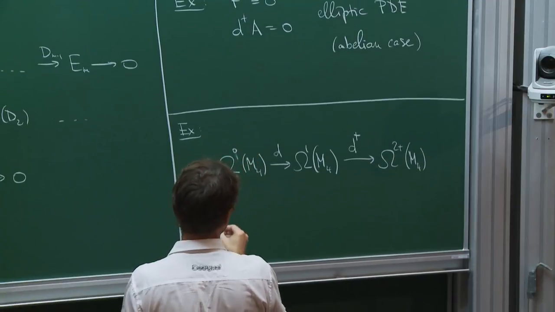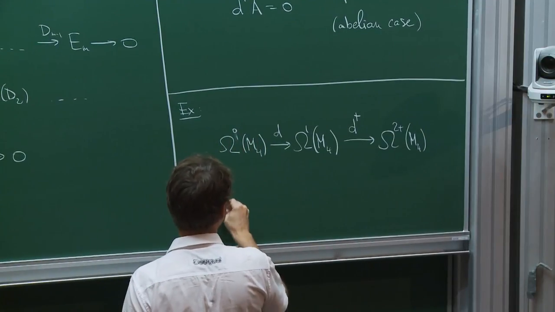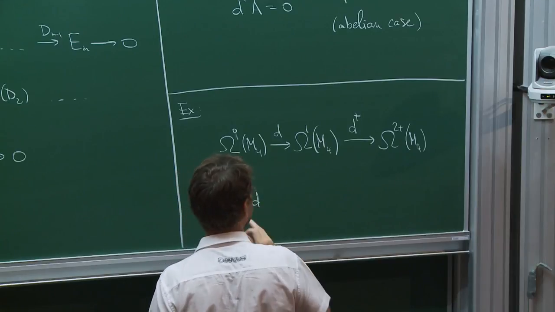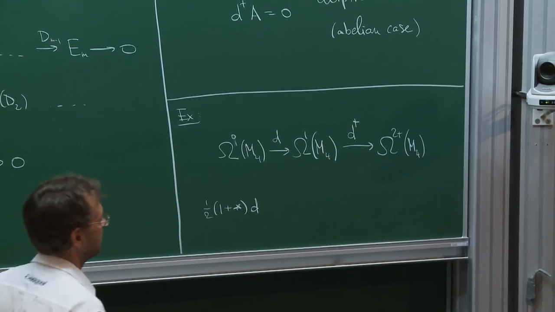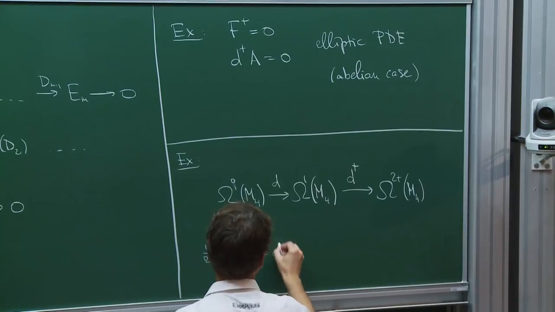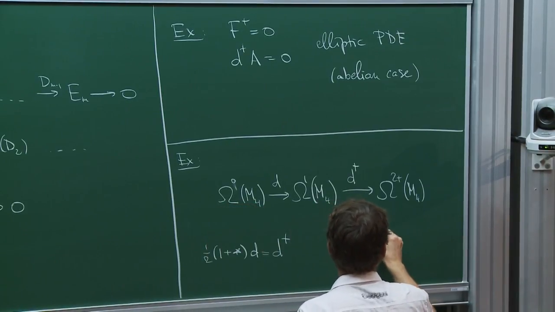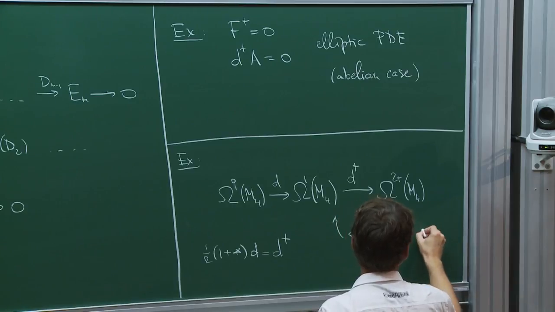So d plus is just the following operation. I'm just applying one half of one plus star to d de Rham. So I apply first d de Rham, and then I project. So this is the definition of d plus. Now show that this complex is elliptic.